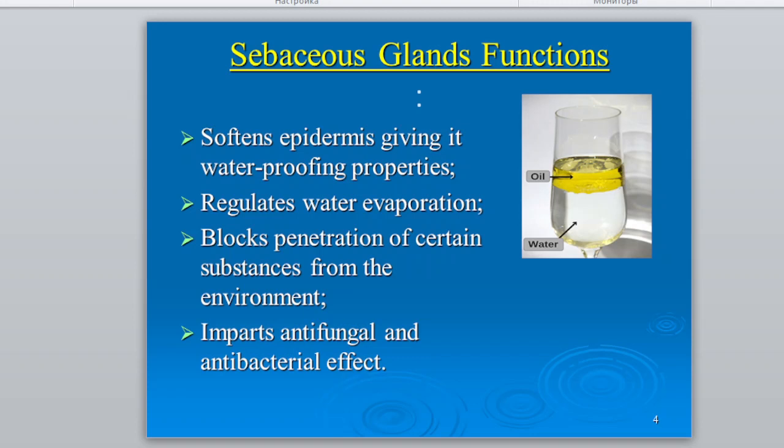Next, sebum softens the epidermis, giving it waterproofing properties, regulates water evaporation, blocks penetration of certain substances from the environment, and imparts an antifungal and antibacterial effect.